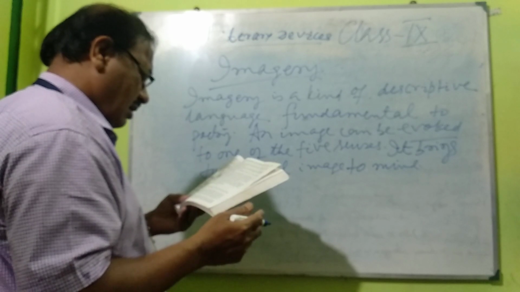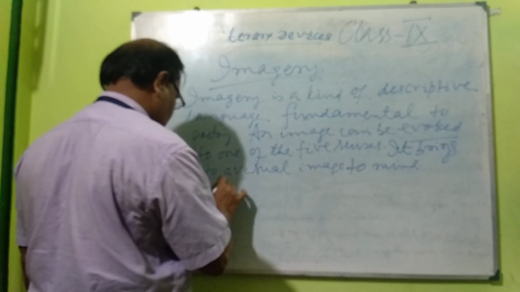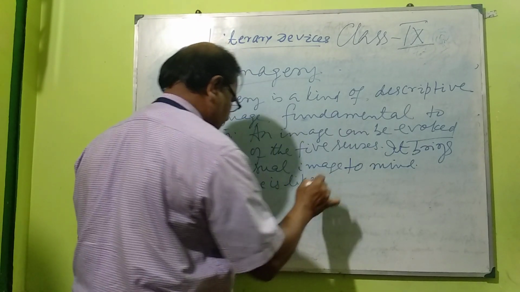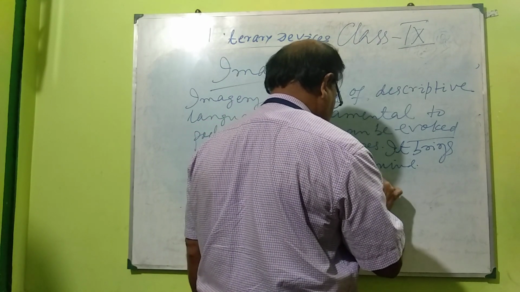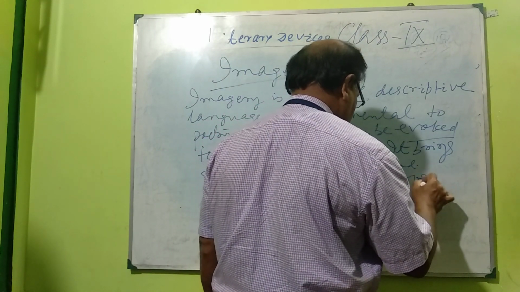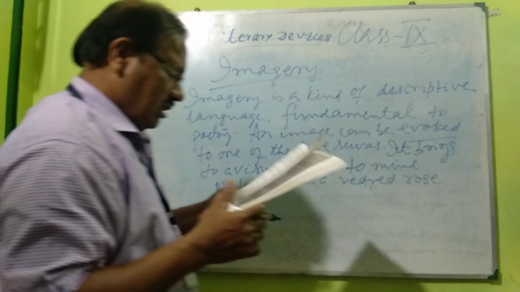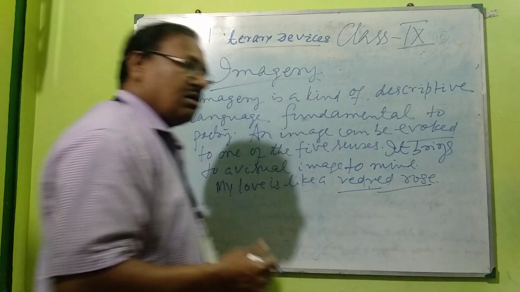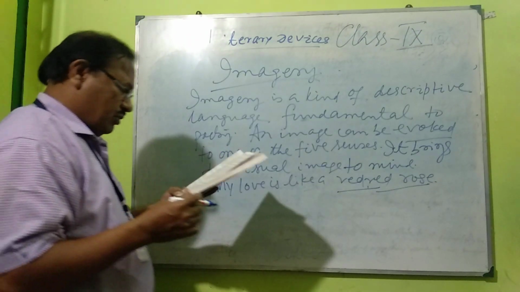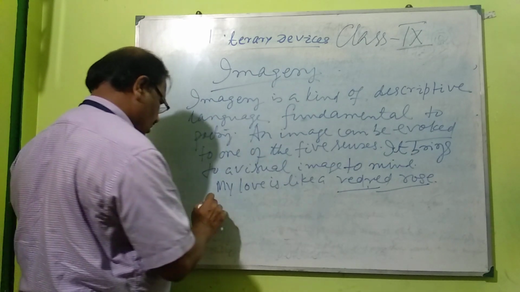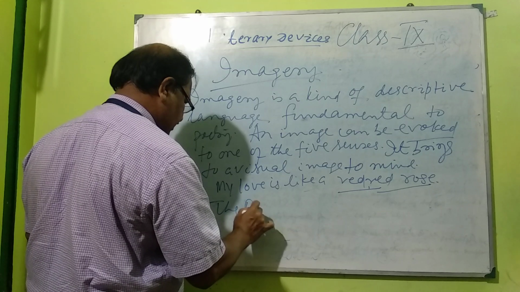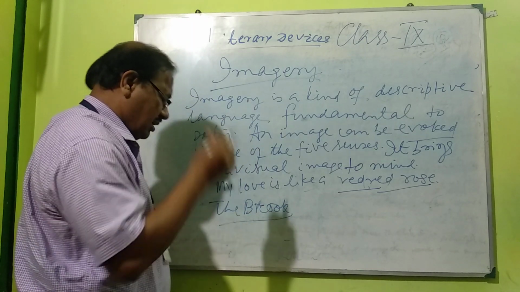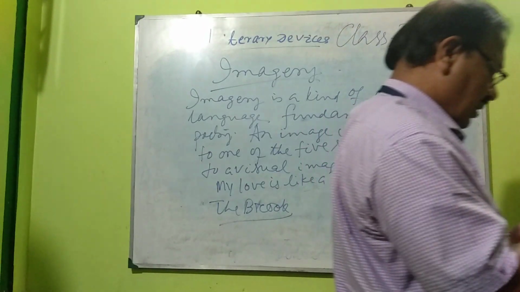Example, "My love is like a red rose." So, here the image is there. What is the image? Red rose. The picture of a red rose comes to our mind. Then the Brook. Effectively imagery in the poem, there is description.